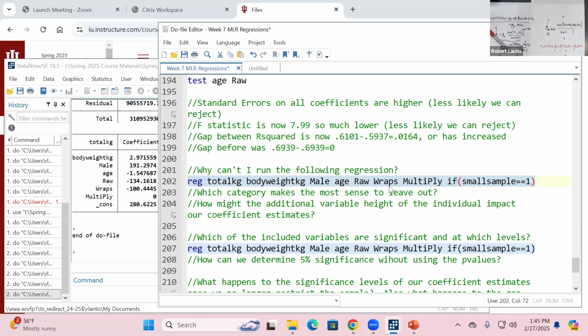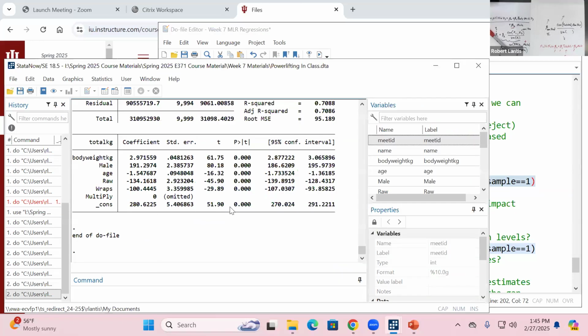So a raw powerlifting meet is where you can use very limited or no assisted devices. Wraps allow you to wrap your knees and use things that help you lift more weight. And then multiply is an even crazier amount of assisted devices, right? So that's the order in which you can use this stuff that's supposed to help you lift more weight. So if I include all of these in my regression, why does it throw out one of them?